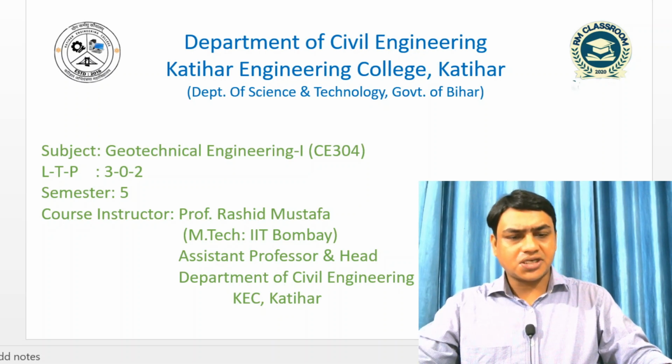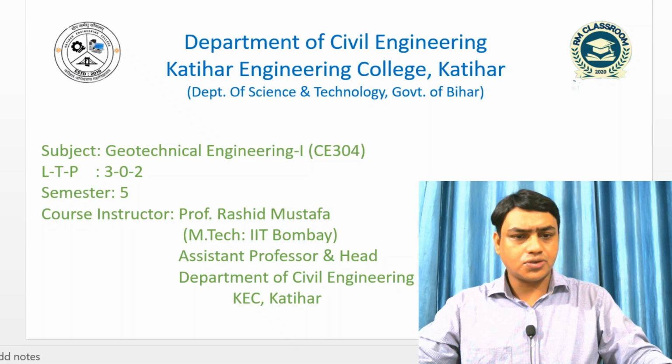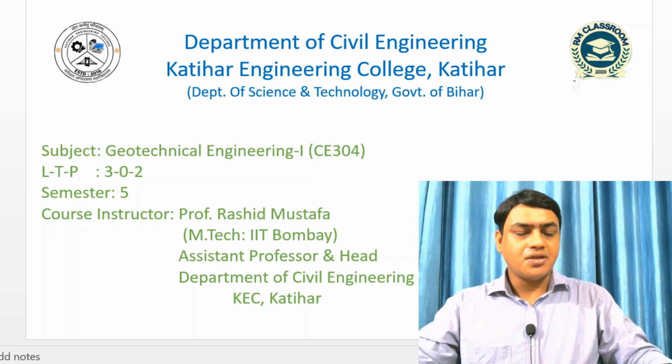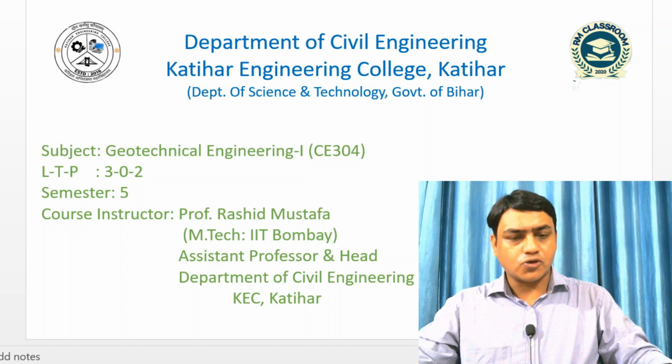After that, I discussed what the Flownet is and what the properties and uses of this Flownet are. I discussed four uses: to compute the seepage discharge, to compute the exit gradient, and to compute the seepage pressure and uplift pressure. Out of these four, today I will discuss how to compute the seepage discharge with the help of Flownet, and I will derive the expression of seepage discharge in terms of permeability, change in head, the number of flow channels, and the number of equipotential drops.